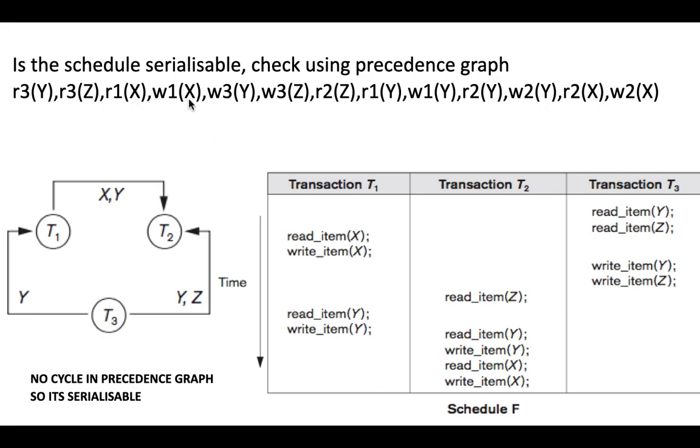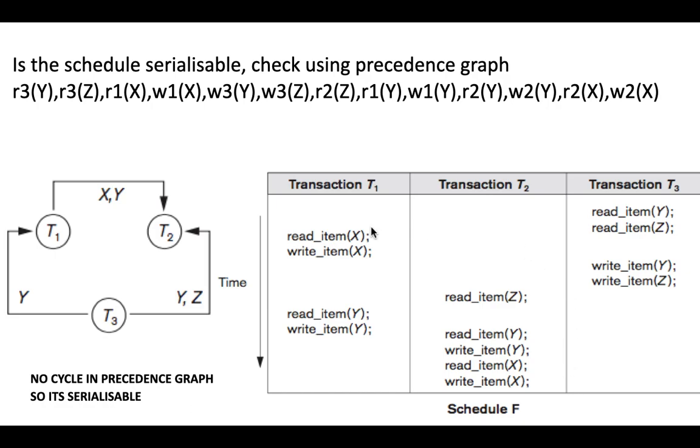Next it is W1X, so we write write item X over here. Next it is W3Y, so write item Y over here. Next it is W3Z, so it is write item Z in T3. Similarly, you can see that the schedule has been written down in this manner as a table. Now the next step is to identify the conflicting operations.